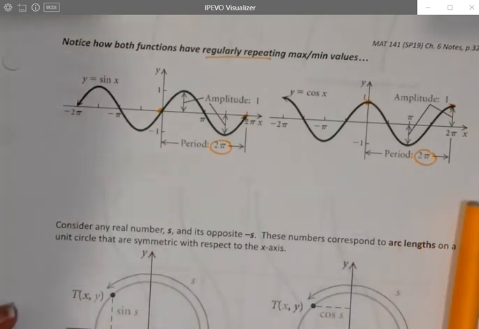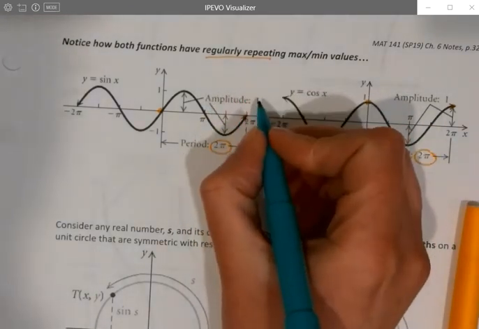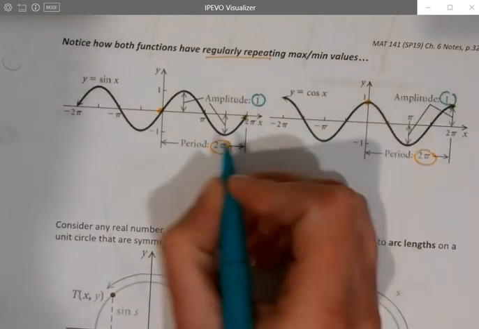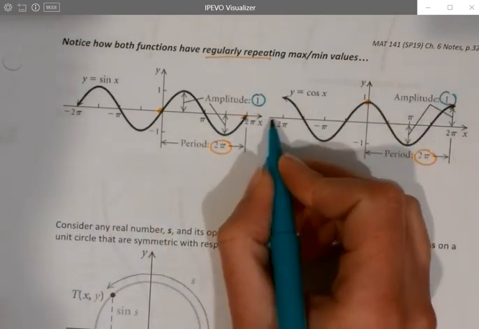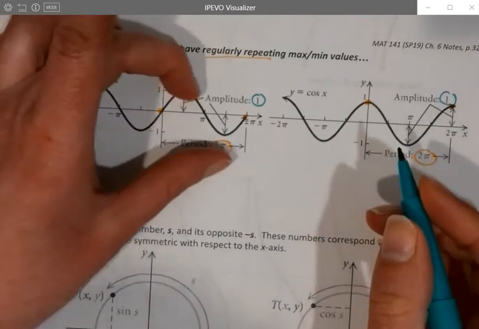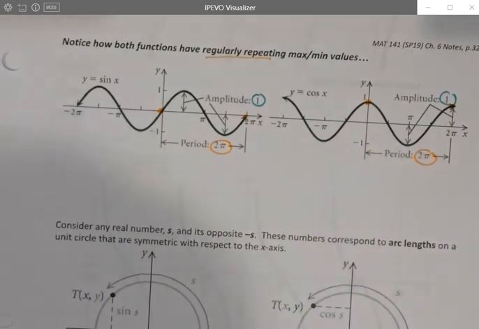And they also have amplitude. Amplitude for these is defined to be 1 because there's a distance of 1 from their center line. So if you take the average of their values, the middle line right there, it's 1 up, 1 down. Net being 2, of course, because you go up 1 and down 1.